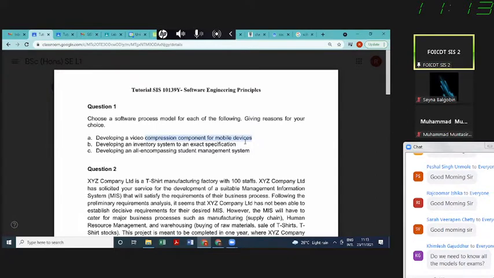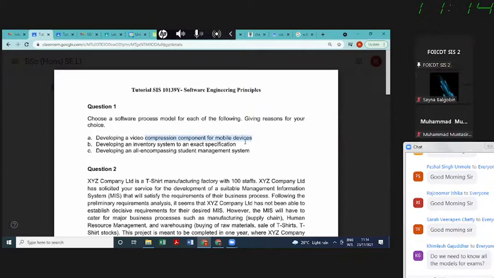Any other answer you might think of? Of course, for these questions there is not just one correct answer. You might have a number of correct answers and options. What's important is that you justify why you're choosing this particular software process and not another one. But what you mentioned is correct. So, component reuse. Any other answer for this part A?